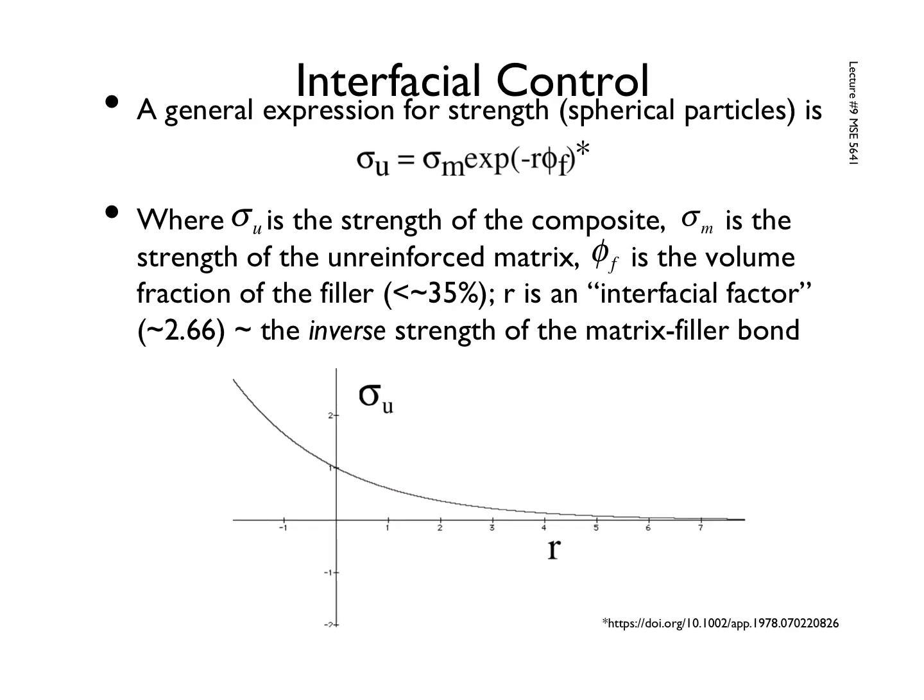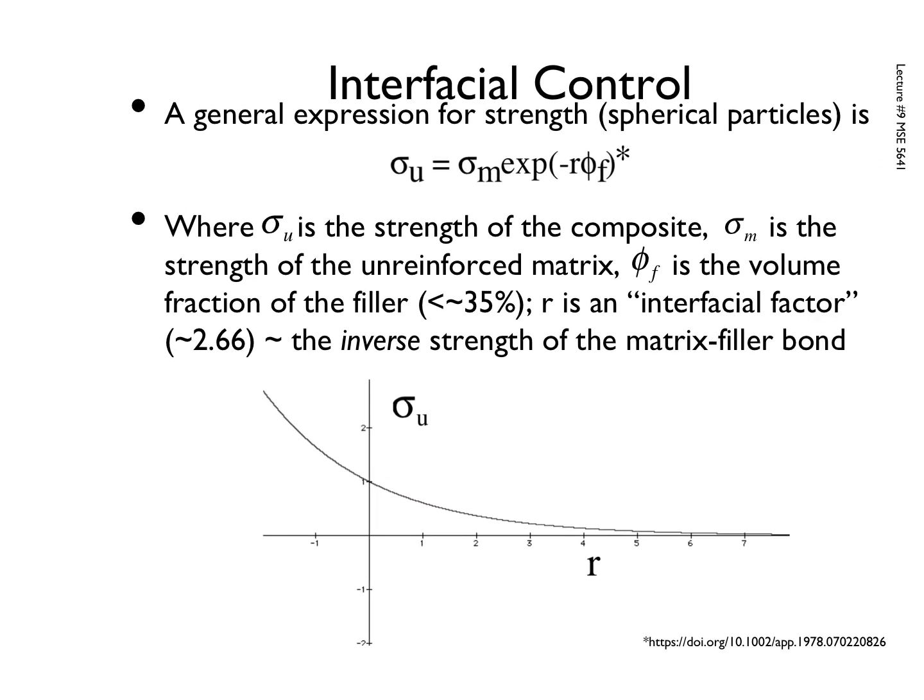Okay. Because it's so important, we have general expressions for interfacial control for a group of spherical particles, and one of the simplest ones is shown here. There are more complicated ones that are like a page long, so I don't show those to you. Just this one example, where sigma sub u is the strength of the overall composite. So obviously we're designing for strength. Sigma sub m is the strength of the unreinforced matrix, so we want to be better than that, right? And then phi sub f is the volume fraction of the filler, typically less than 35%. More filler is not necessarily better, all right?